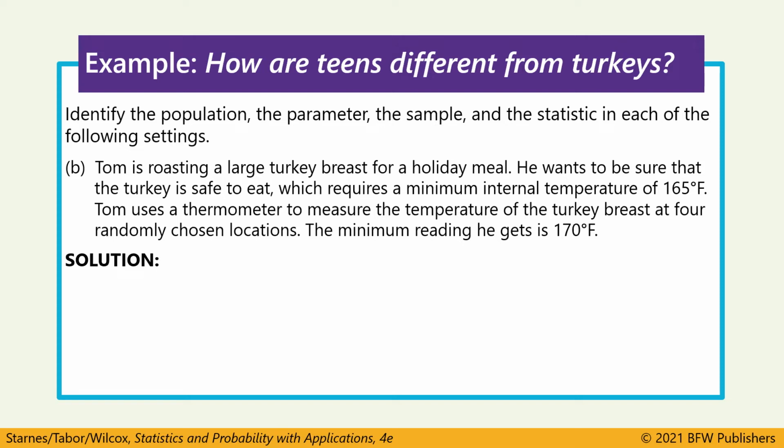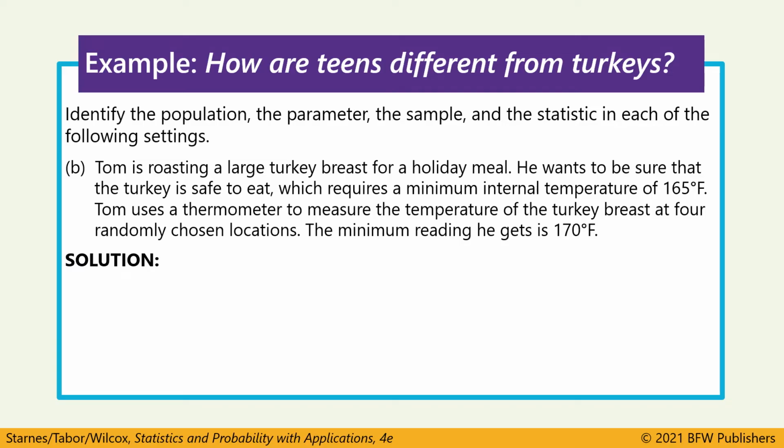Now let's do one more example where we're not taking a survey of multiple people. Here we have Tom, who's roasting a large turkey breast for a holiday meal, and he wants to be sure it's safe to eat and has a minimum internal temperature of 165 degrees. So he uses a thermometer. He checks this turkey breast at 4 randomly chosen locations to find that the minimum reading is 170 degrees Fahrenheit.